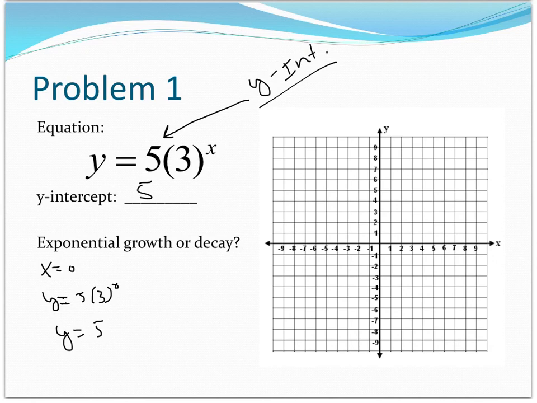So I know that this is growth, and the reason that I know this is growth is because our multiplier is greater than 1. Okay? Our multiplier in this problem is 3, so I know it's growth. So I'm going to be at 5 for my first equation. And then if I plug in 2, that's 9 times 5.